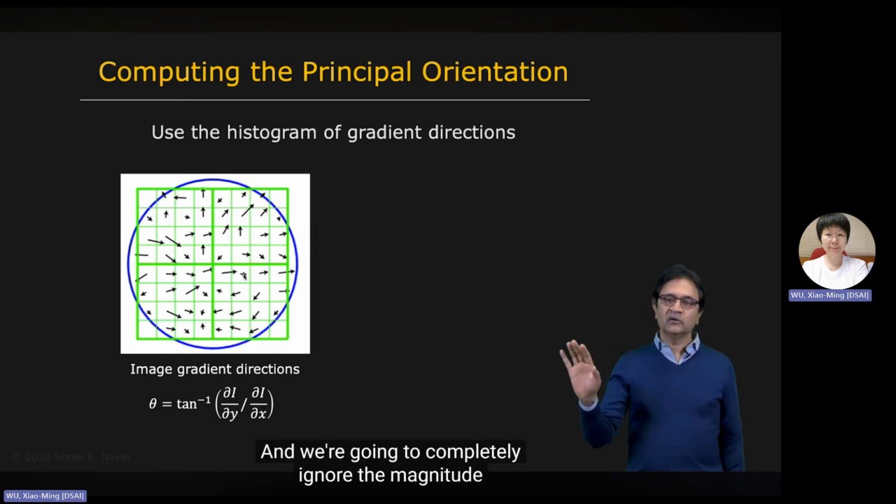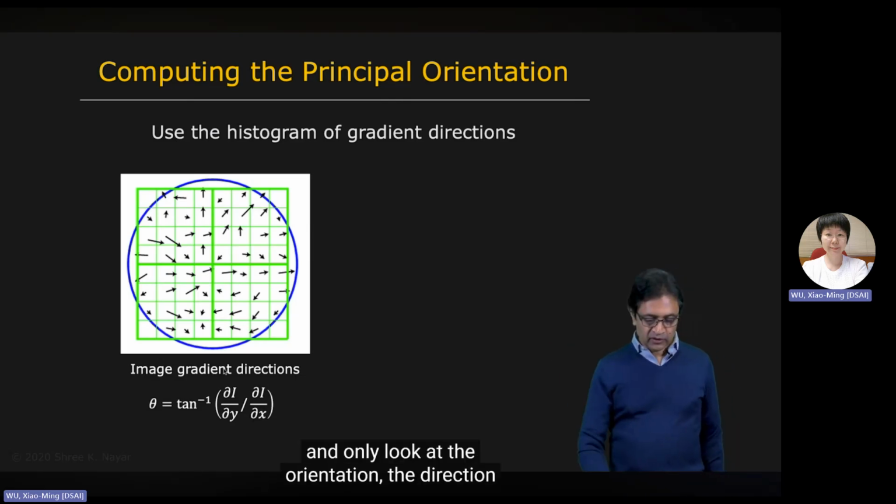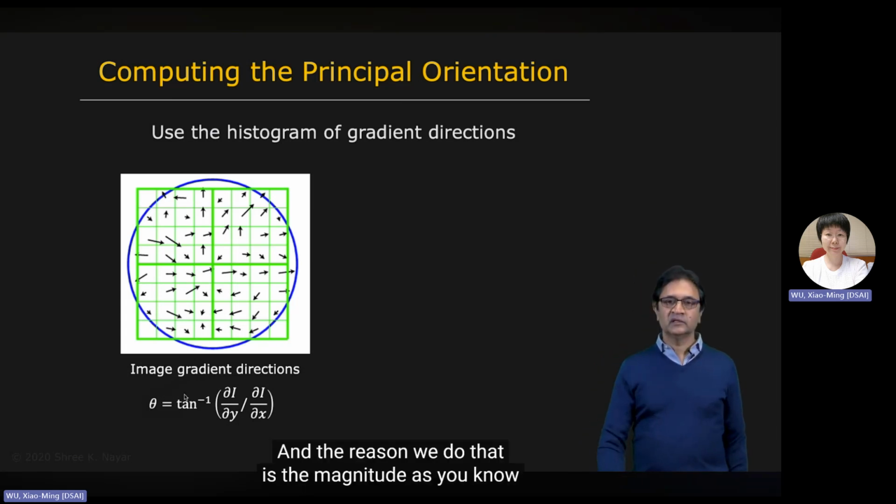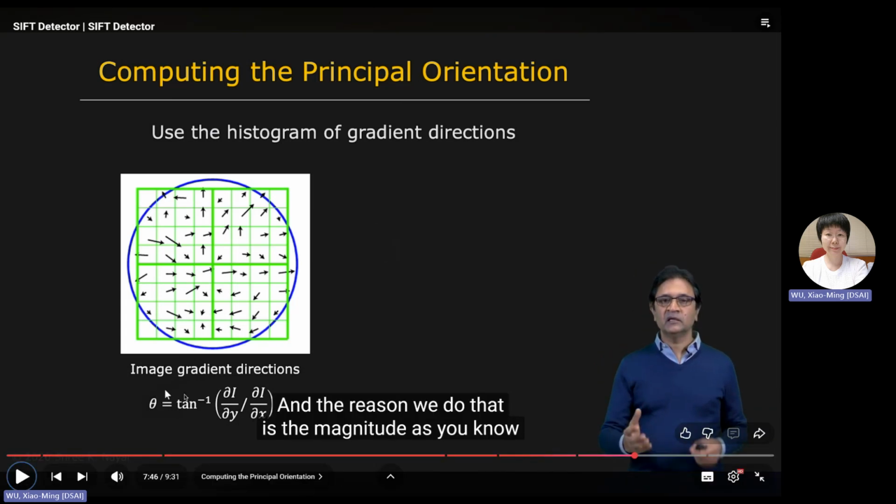And we're going to completely ignore the magnitude and only look at the orientation, the direction theta. So this is the y derivative, this is the x derivative. And theta represents the orientation, the direction of the gradient. It's computed by the arctangent of this.